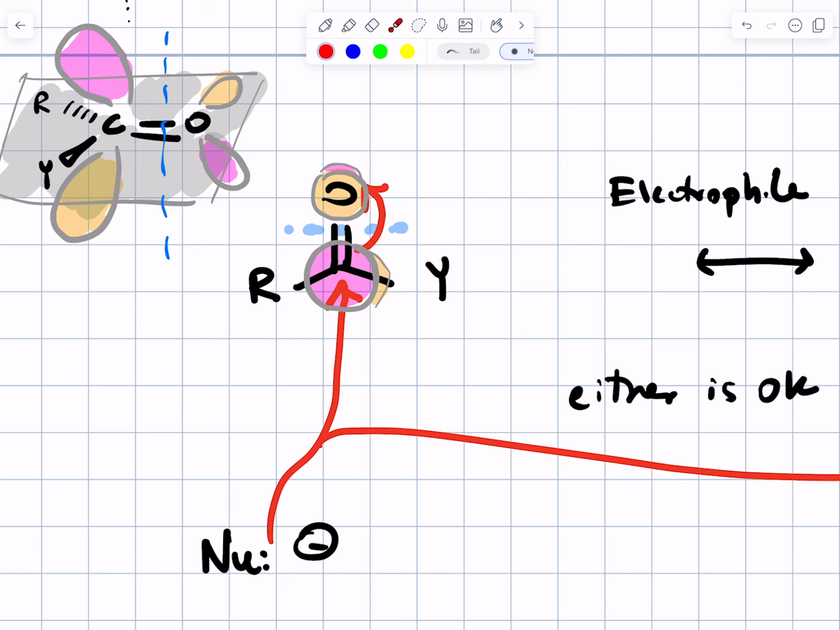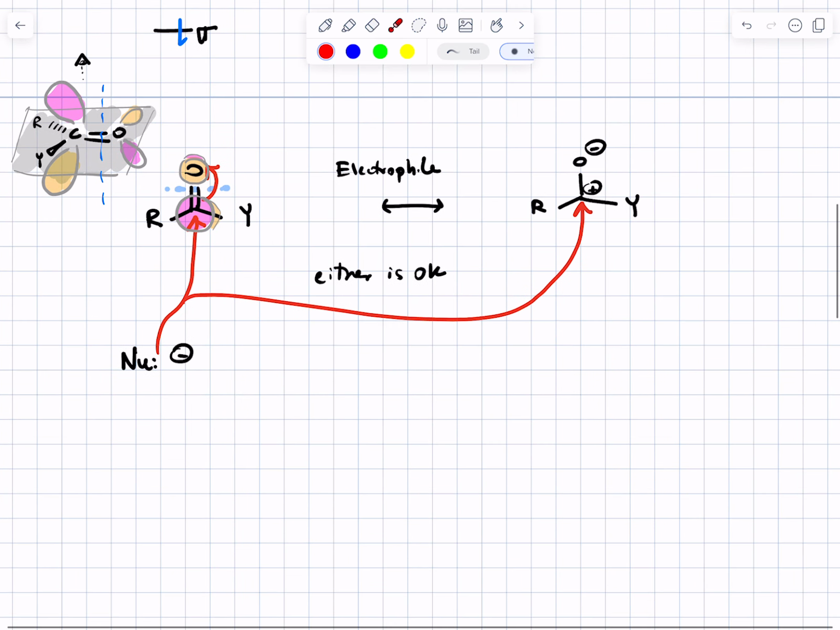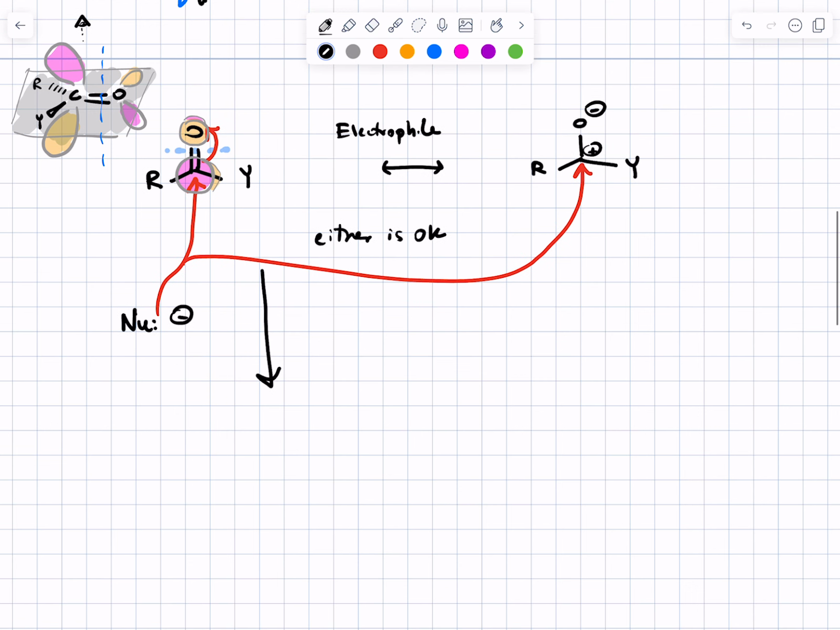All right. Now let's get a little bit more specific by examining the influence of what this Y group is. Actually, before we do that, let's draw the product or the intermediate that happens once the nucleophile attacks the carbonyl carbon. As I said, arrows are the instructions for drawing the next molecule. An arrow from lone pair electrons on the nucleophile to an atom means a new bond is forming. An arrow from the pi electrons to the oxygen means a bond is breaking.